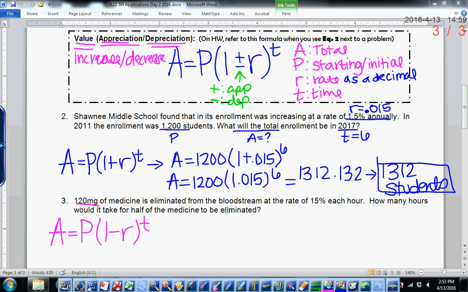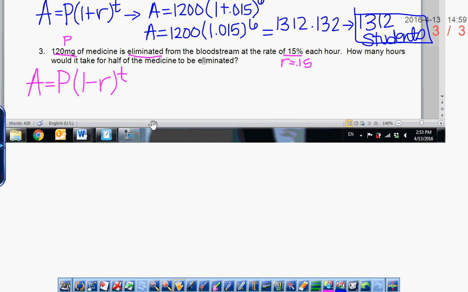All right, 120 milligrams. What does that represent? The starting amount, P. Eliminated. What that tells me is that we're using our depreciation, right? We're going down. A rate of 15%, so R is 0.15. Hours tells me that my time is going to be in hours. Okay? How many hours would it take for half the medicine to be eliminated? So that tells me that A is 60. Okay? And how many hours tells me that we're looking for T.